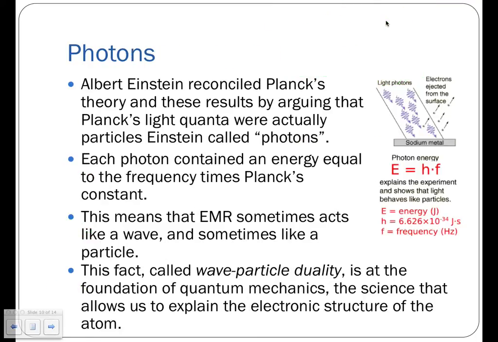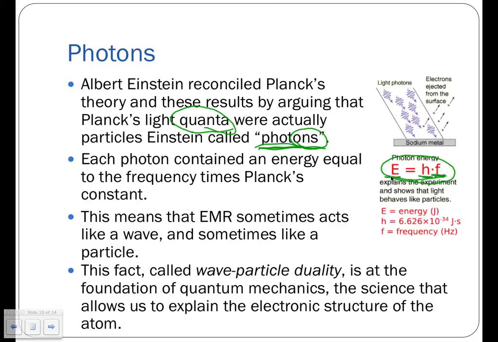So this is Albert Einstein. Albert Einstein came along and he said, hey, I can explain some of this. My reasoning is that Planck's light quanta, these little packets of energy the light has, exist because light is not only a wave, it's also a particle. Einstein named this particle a photon. The "on" usually means a particle, and "photo" is light, so it means particle of light. He said that each photon contains an energy equal to the frequency times Planck's constant. That's basically Planck's equation right here: the frequency times Planck's constant is equal to the energy.